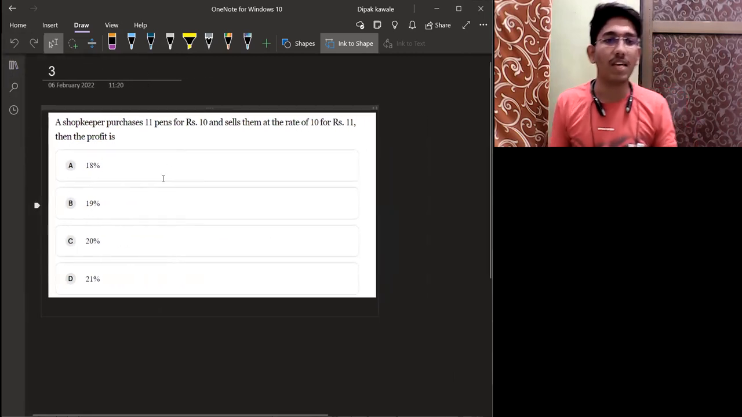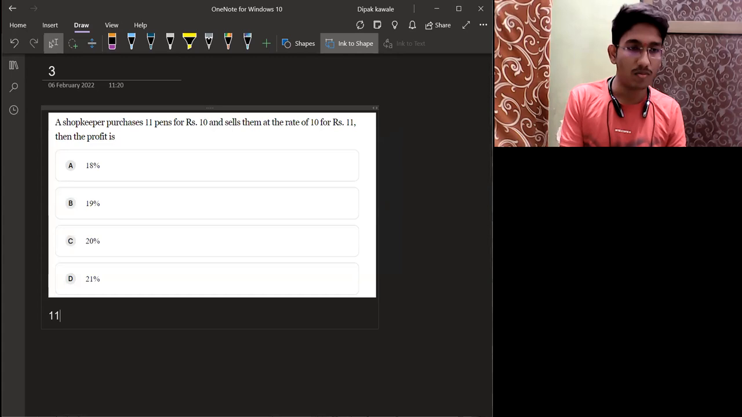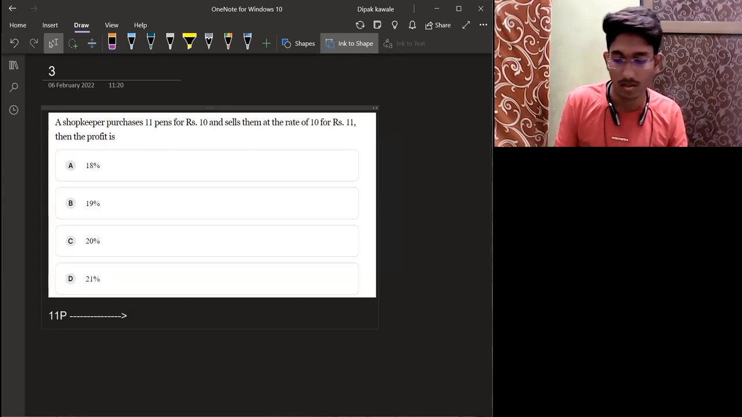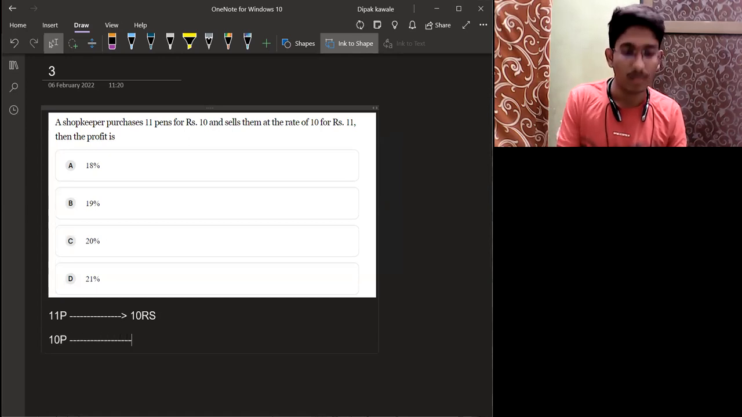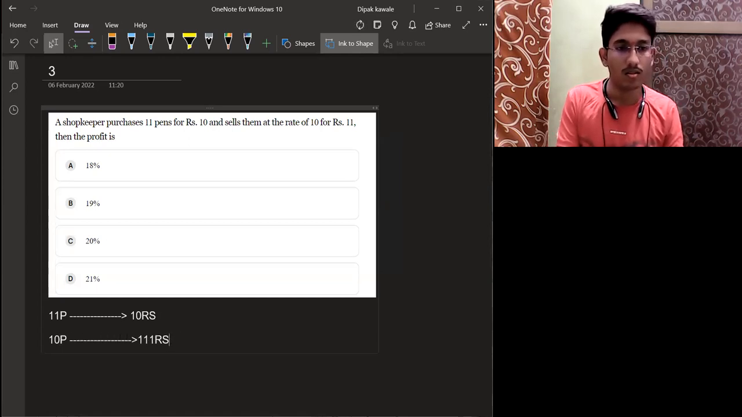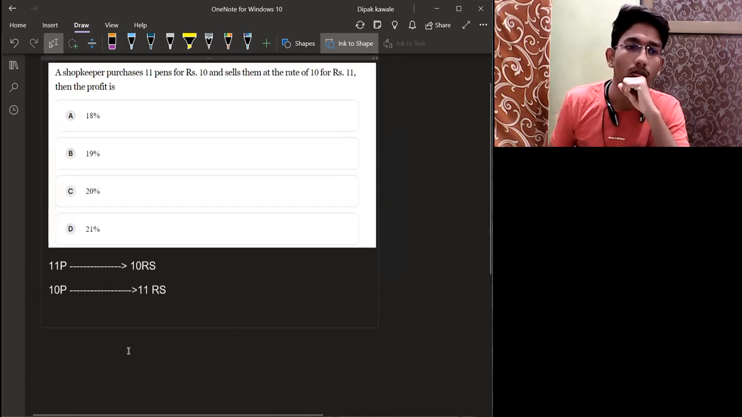A shopkeeper purchased 11 pens for rupees 10 and sells them at the rate of 10 pens for rupees 11. He bought, that means his cost price for 11 pens is 10 rupees. And he is selling 10 pens at 11 rupees.